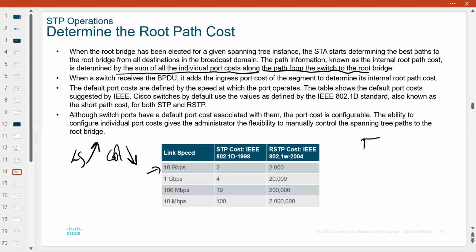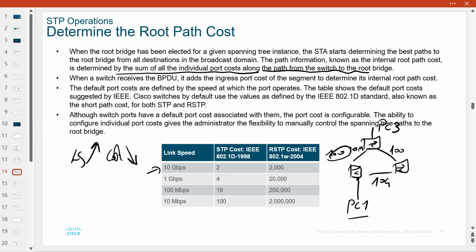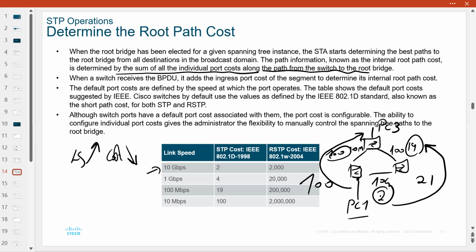Let's say from here, traffic goes through my switches. Let's say one link is 10 gig, one 100 megabit, one 10 megabit. Let's send a document from this PC. Let's say this is PC3, and this is PC1. A 10 megabit link is cost 100, a 10 gig link is cost 2, a 100 megabit link is cost 19. If I go this way to PC3, my cost is 100. If I go the other way, my cost is 19 plus 2 which is 21.